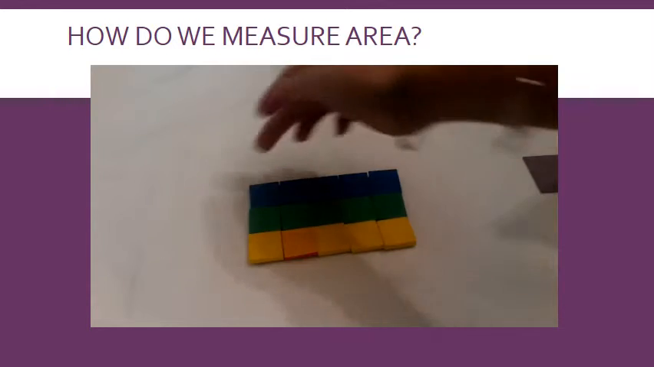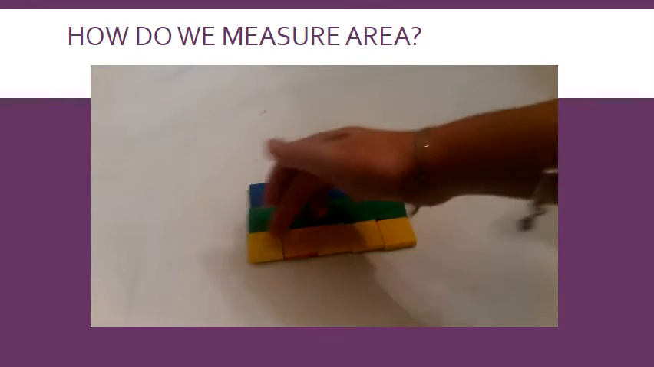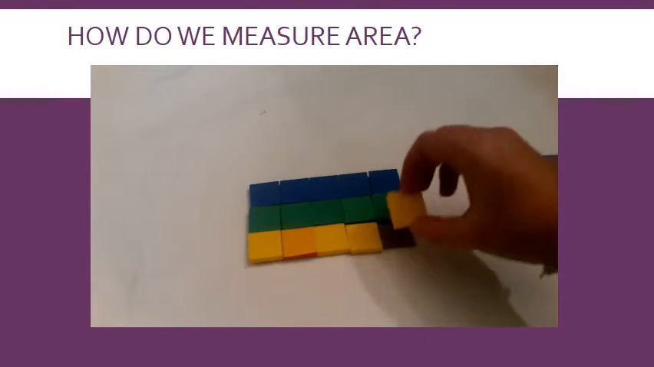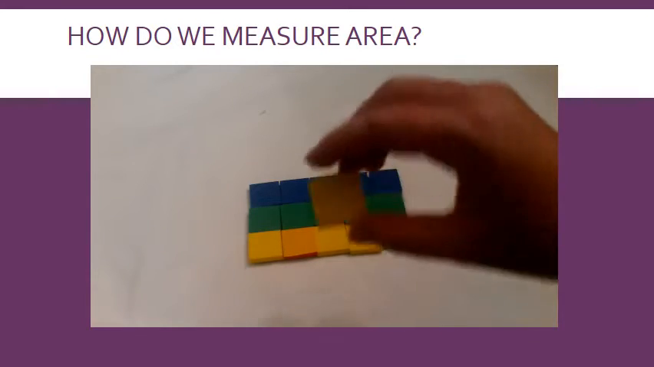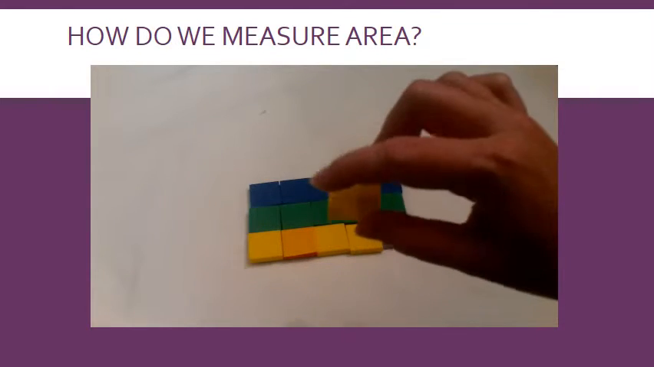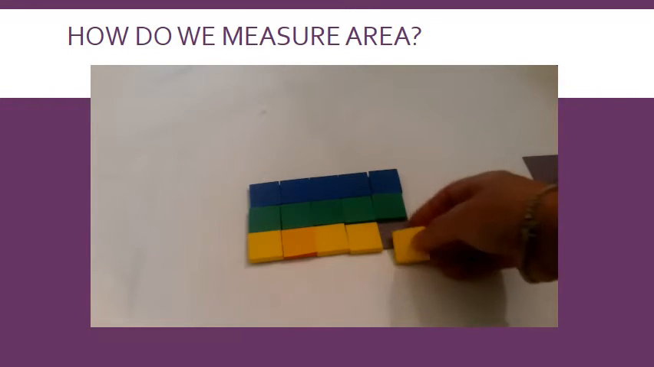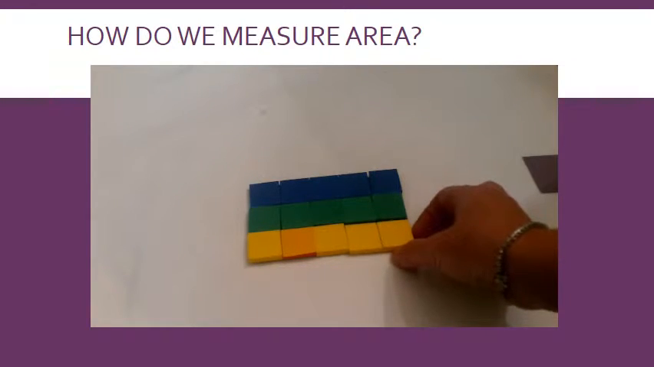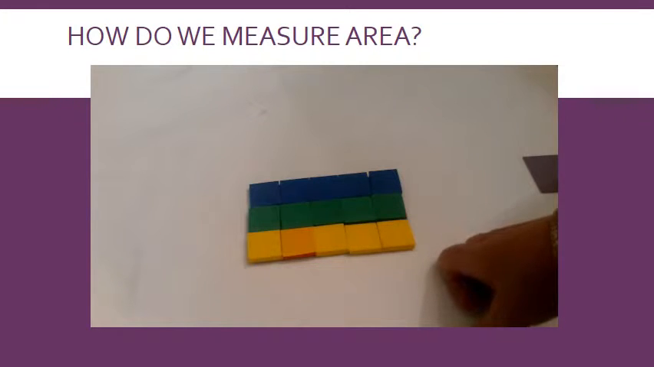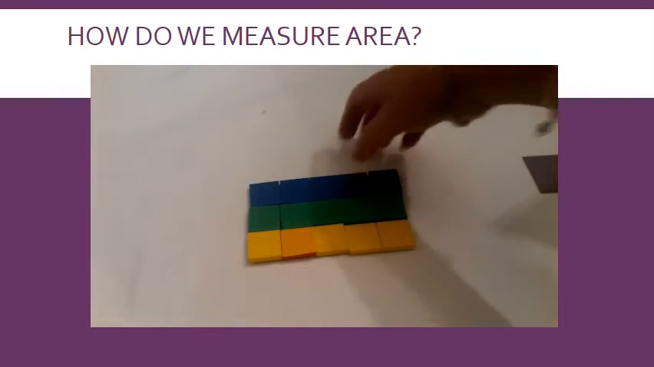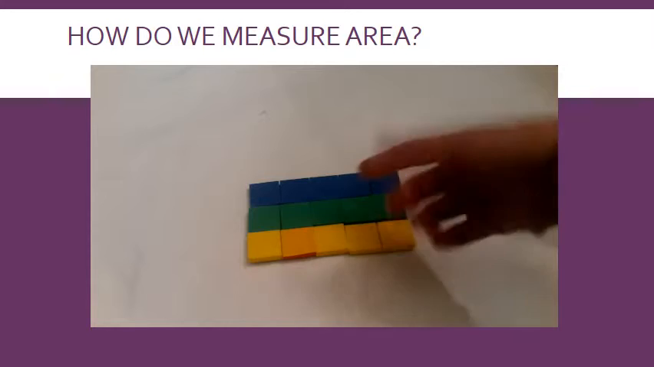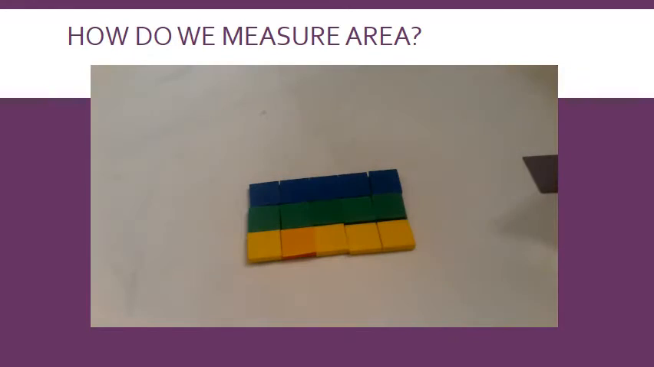And we would call this 5, 10, 15 square units. Now the unit can change. This one in particular is a square inch because it is an inch on the length and an inch on the width. You can also have square centimeters, square miles, square feet, as long as you're using squares to measure area.